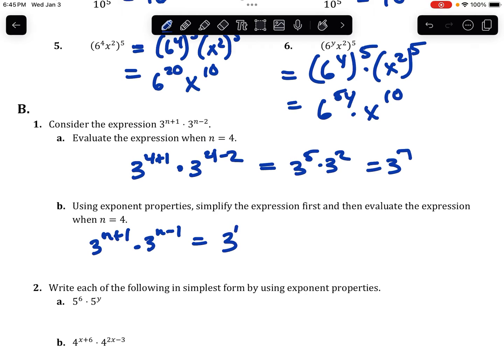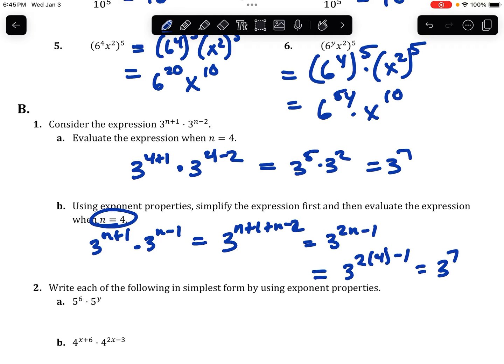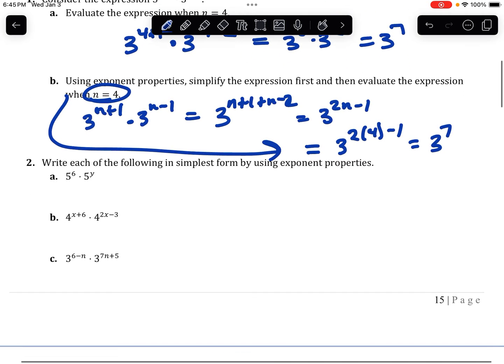We keep the 3, and do n plus 1 plus n minus 1, and that gives you 3 to the 2n, I think I missed something here, minus 2, there it is, minus 1. And then I could put that 4 in for n later, and that would be 3 to the 2 times 4 minus 1, which is 3 to the 7th. So that's that step right there. So either way we do it is fine. You can either put the n in there at the beginning, or we could do it at the end after simplifying.